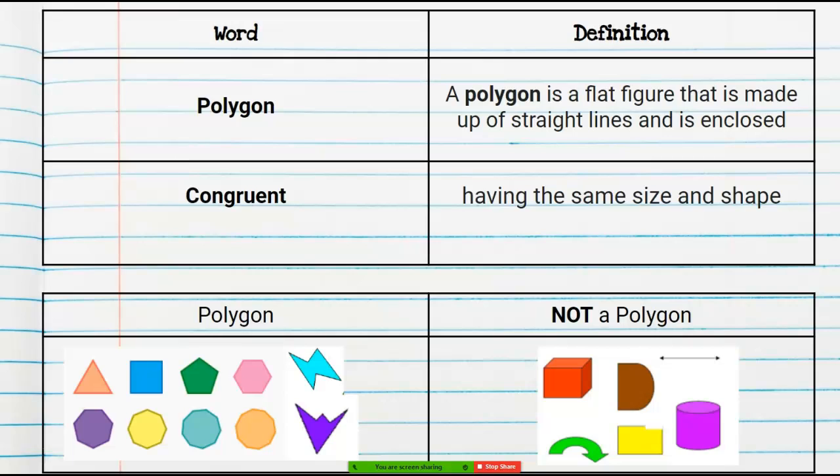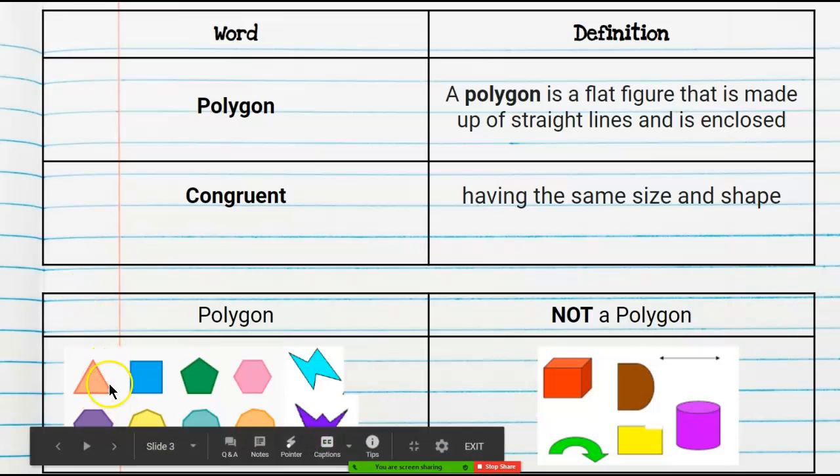So the word polygon is a flat figure that is made up of straight lines and enclosed. Okay, so notice all of these lines are straight and the figure is closed. There's no openings. All of the lines are straight. There's no curves. So notice on the list at the bottom down here, there's no circles, right? Because circles are curved. It doesn't have straight lines. So a circle is not considered a polygon. So a polygon, just remember, straight sides and it's closed in.